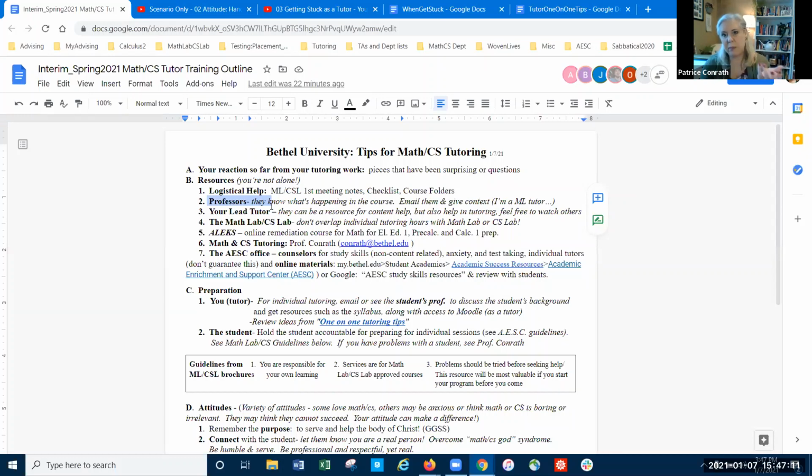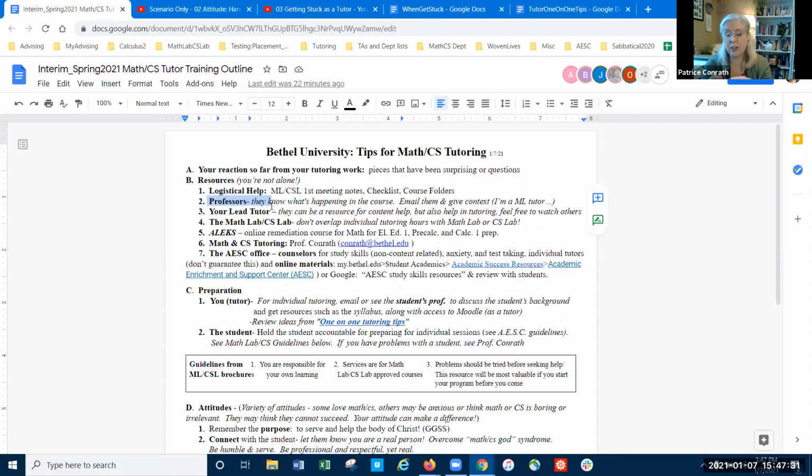So email them, give them the context like I'm a math lab tutor, or I'm a CS lab tutor, and I worked with these students, or I'm individually tutoring. That's why this training is supposed to cover both working in a lab setting and also working individually with students. So if you're working individually with a student as well, feel free to reach out to the professor. We'll talk more about that in a minute.